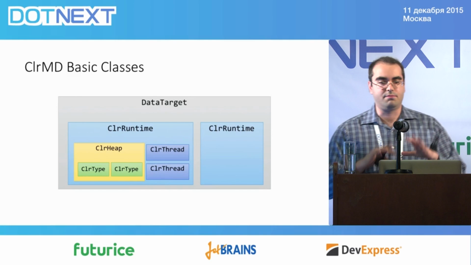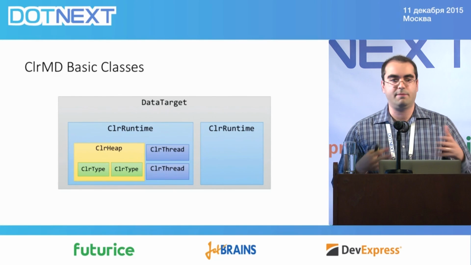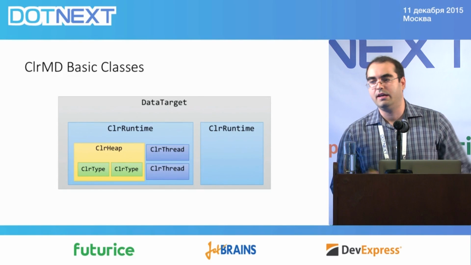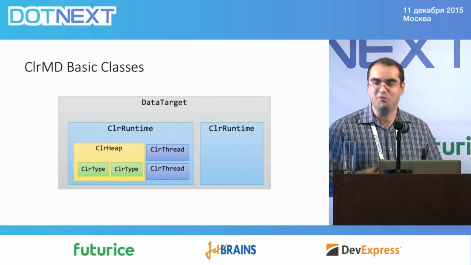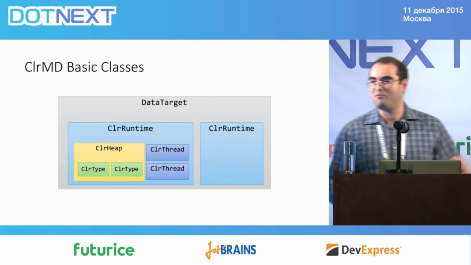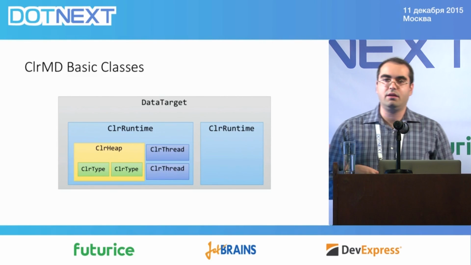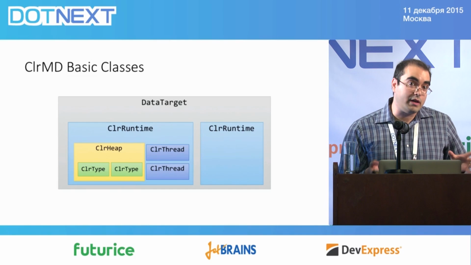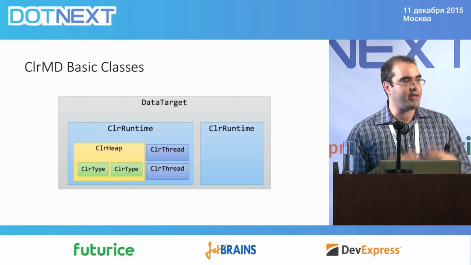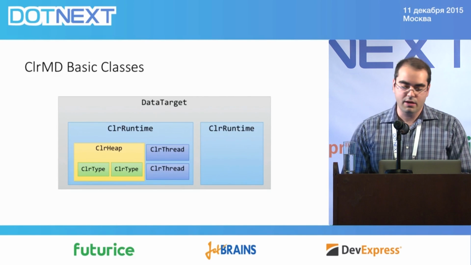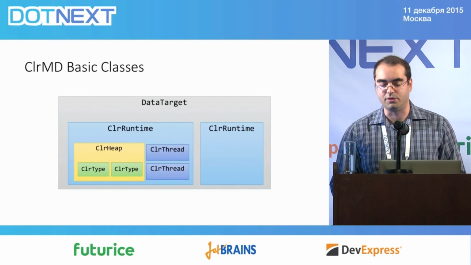ClrMD has this large encompassing class called data target. A data target is an abstraction of something you debug. It can be a dump, or it can be a live process. Maybe in the future there will be more targets, but right now we have dumps and live processes. Inside a data target, you have CLR runtimes. Usually you only have one CLR loaded in your process, but you can theoretically have more than one. And then you have instances of CLR runtime for each runtime you have loaded.